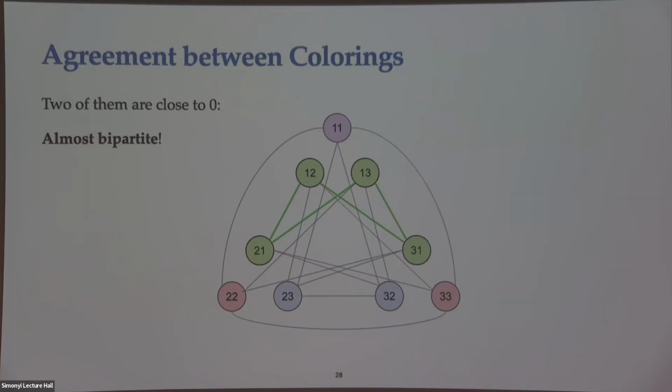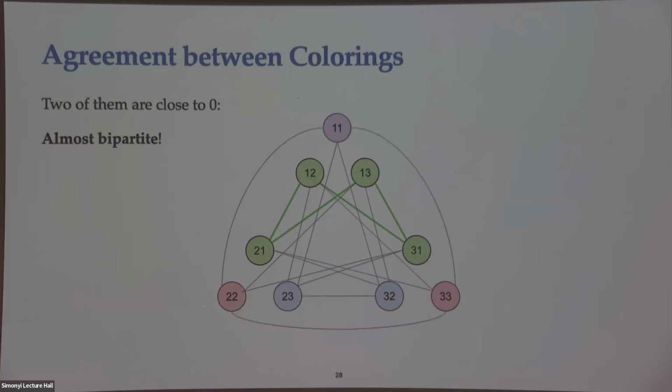Does this make sense? Any questions? We've seen that we need small agreement between the 2 colorings and strong edge expansion. These 2 imply the graph looks like this, where these 5 clusters are very, very small.